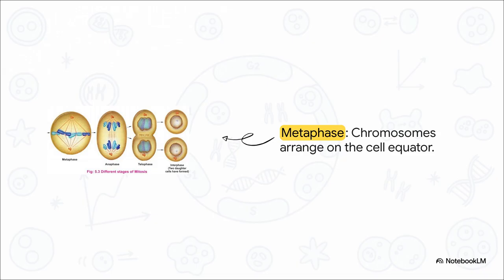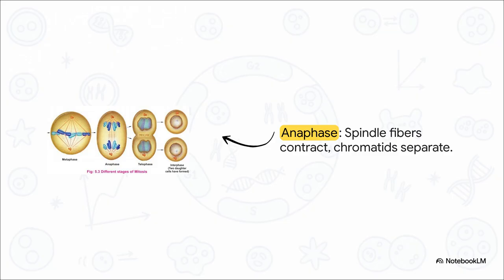It creates this intense biological tug-of-war that is perfectly balanced right in the center. Then, instantly, the cell shifts into anaphase. The tension breaks, the spindle fibers contract, the centromere divides, and those sister chromatids are violently pulled apart. Each chromatid, which is now officially considered its own independent chromosome, gets dragged to the exact opposite poles of the cell. So one complete set goes to the left, and the other complete set goes straight to the right.